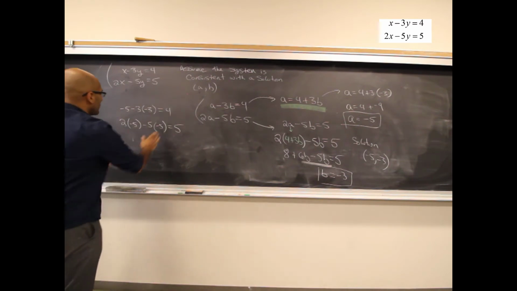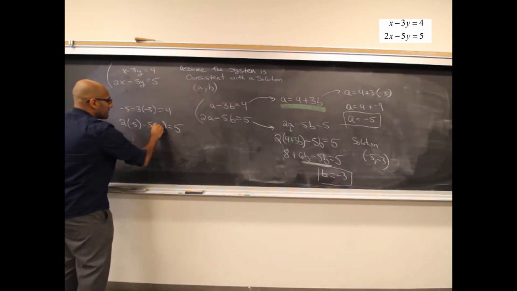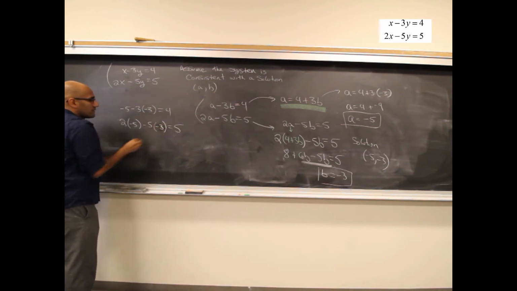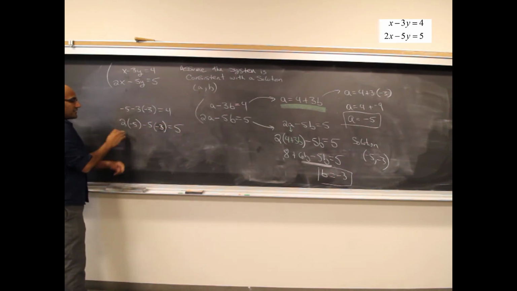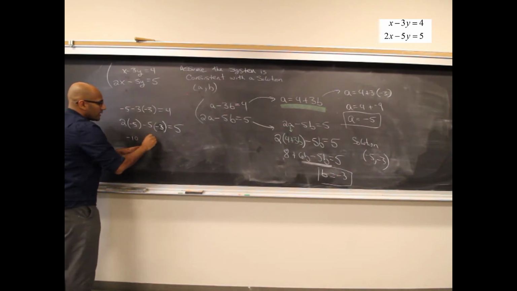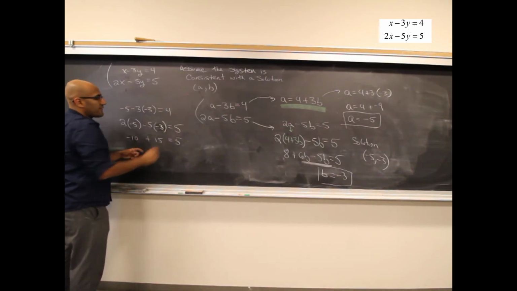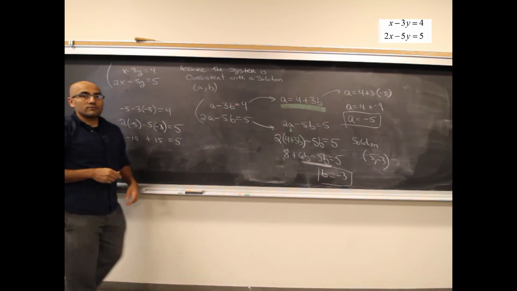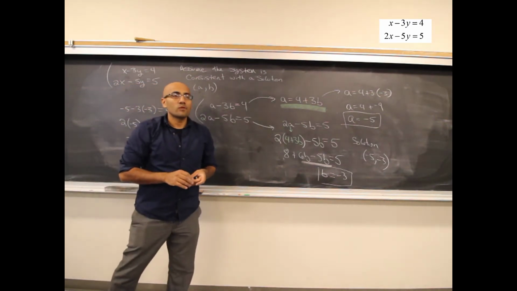Oh, what did I mess up? Oh, the other way around. Sorry, this is negative 3. Thank you. So this is going to be positive 15. So this will be negative 10 plus 15 does equal 5. True. So it does work out. We found the solution. Good?